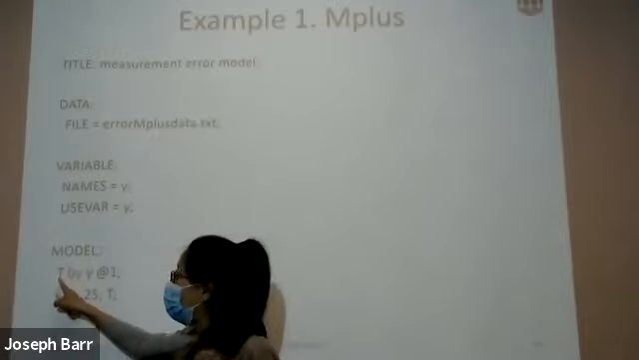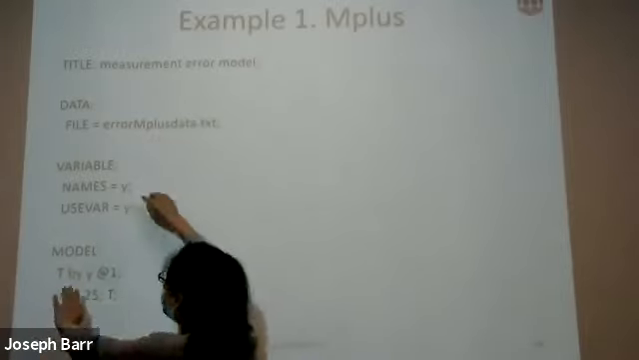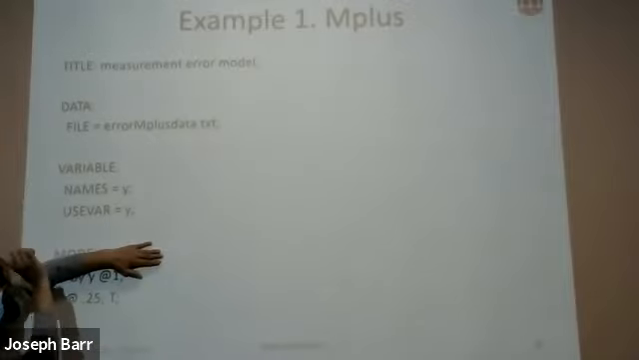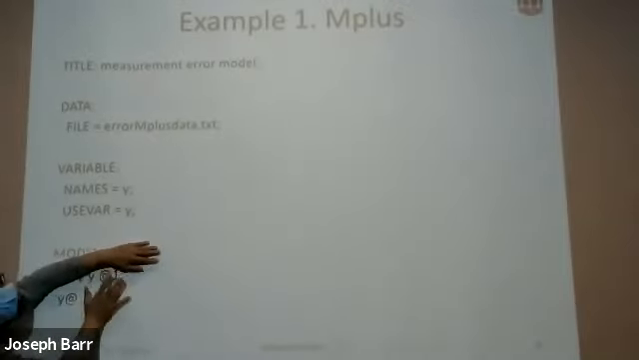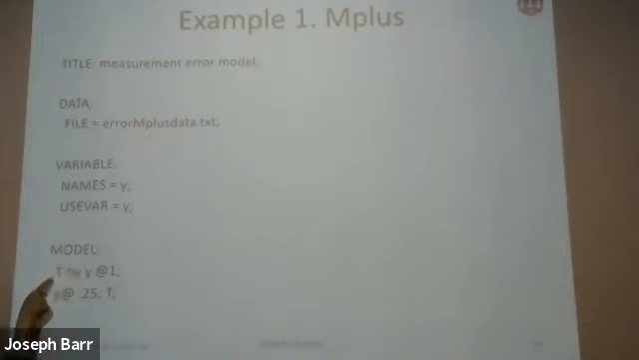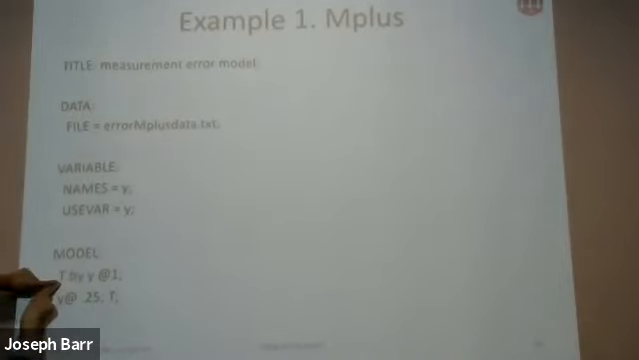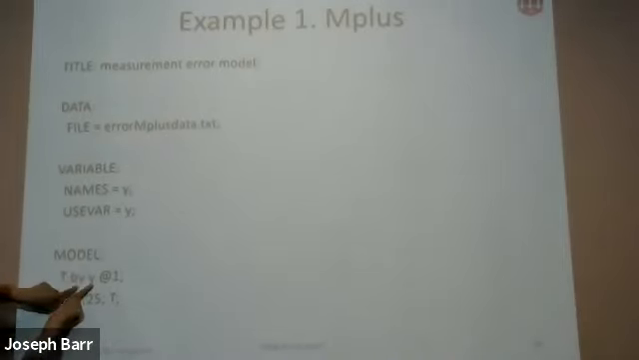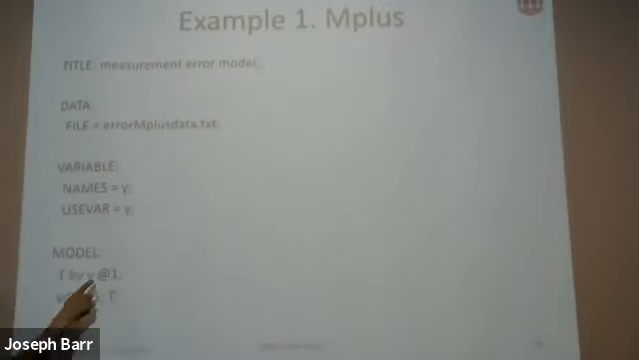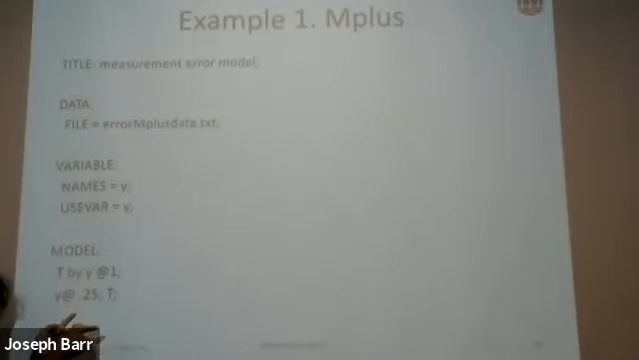By using BY, we created a variable T because in the original data set, we just have the Y variable. We don't have any T. But by using BY, we created a T. T is measured by Y fixed at 1. So this at sign means fixed. The coefficient from T to Y is fixed at 1. Based on CTT, the coefficient is fixed. We don't need to estimate that one.